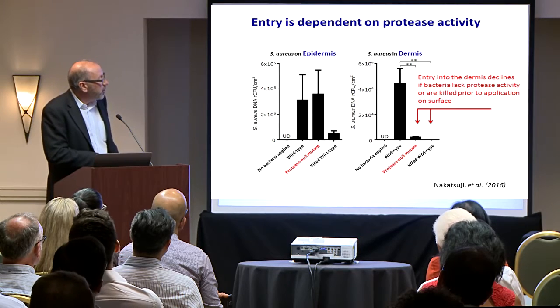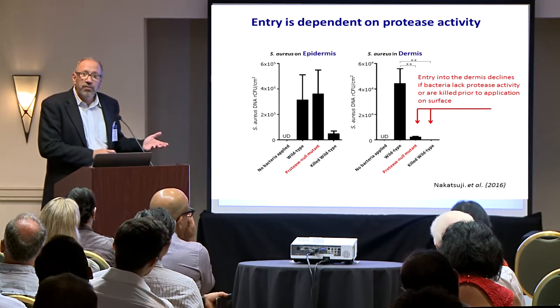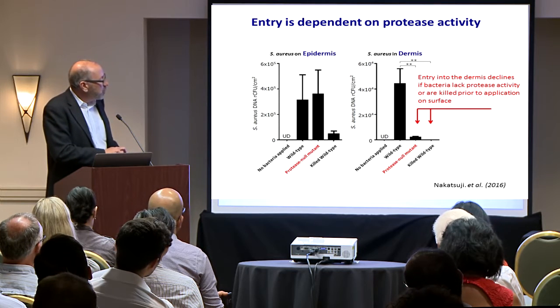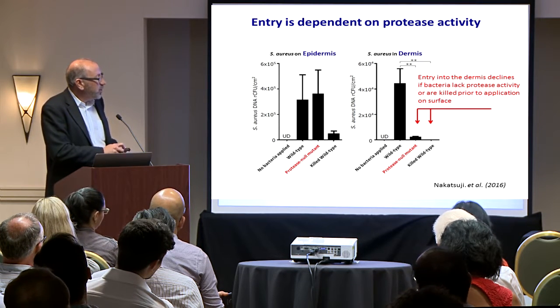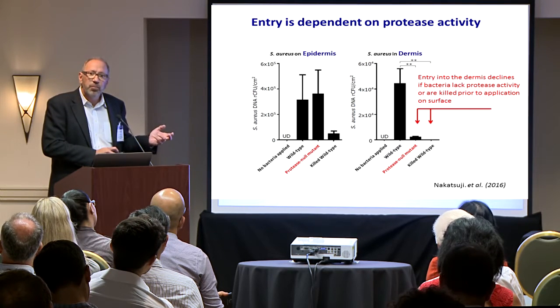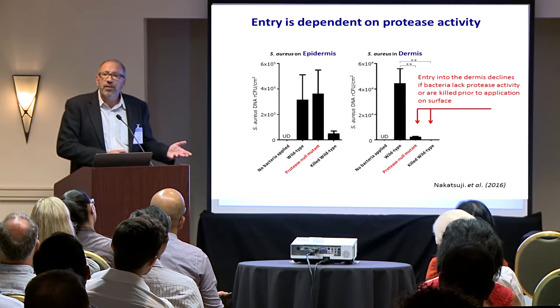This is a paper that was published this year from our lab where we took 3 different batches of Staph aureus and applied them to mouse skin. The first was a wild type strain of Staph aureus. The second was the same strain in which we knocked out all of the proteases that the bacterium itself could produce. And the third was just to take the same number of Staph aureus and kill them, heat kill them.